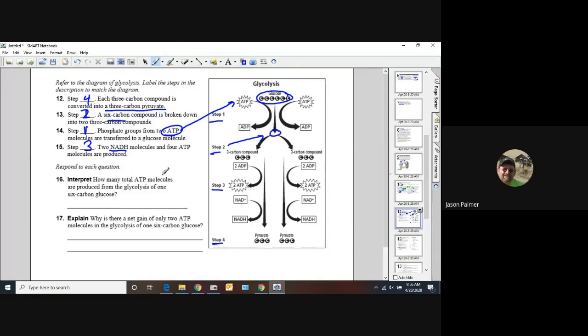All right, how many ATP molecules are produced? So you got 2 going in, you're getting 4 out. You have a net. The total, we'd say 4 made, but we have a net of 2. We use 2. All right.